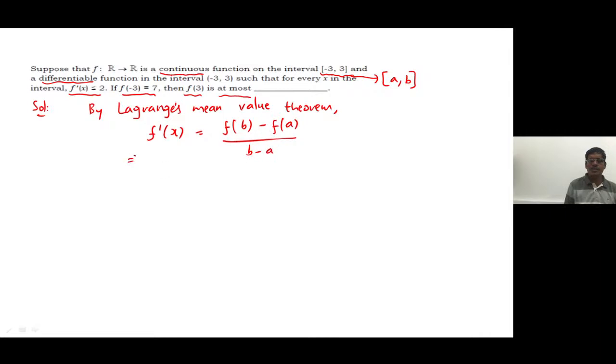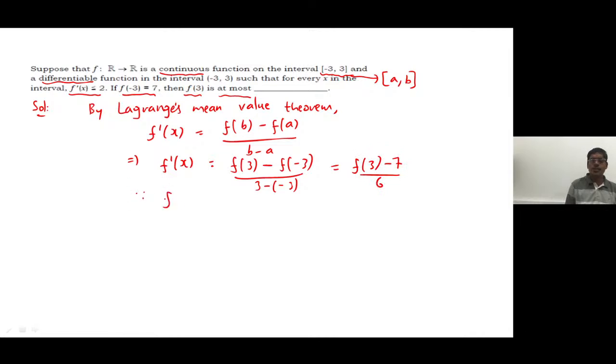So what is f dash x? We don't know. That's why they are asking. F dash x is equal to f of b, the b value 3, f of 3, minus f of a, that means f of minus 3, divided by b minus a, that is 3 minus of minus 3. So this is nothing but f of 3 minus 7 divided by 6.